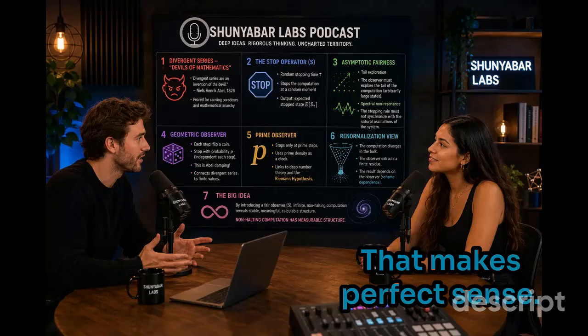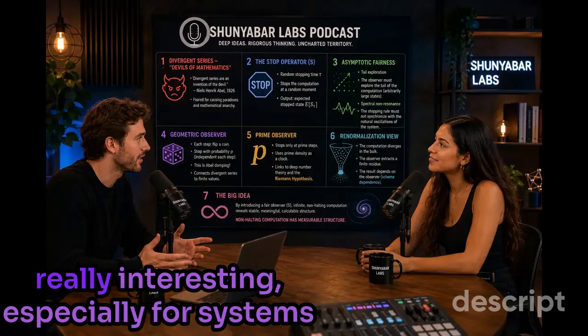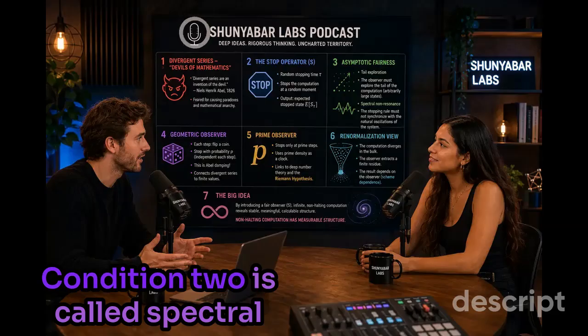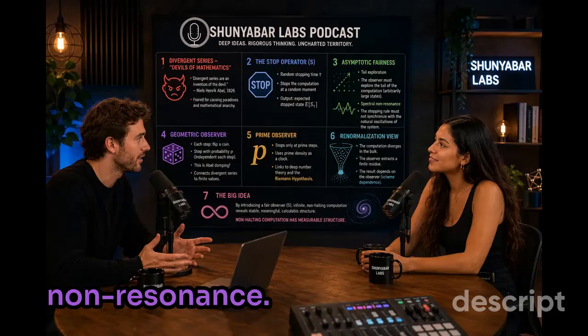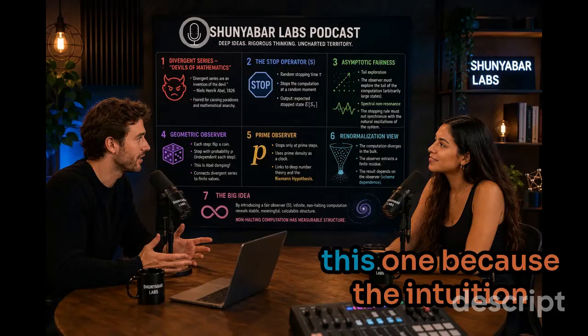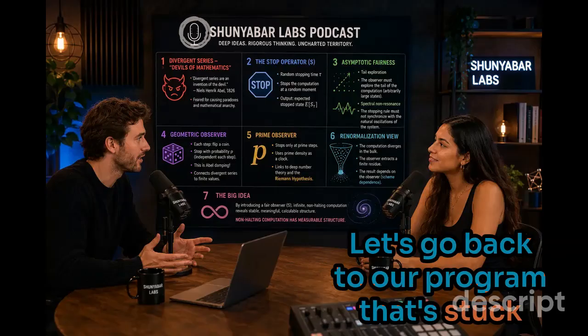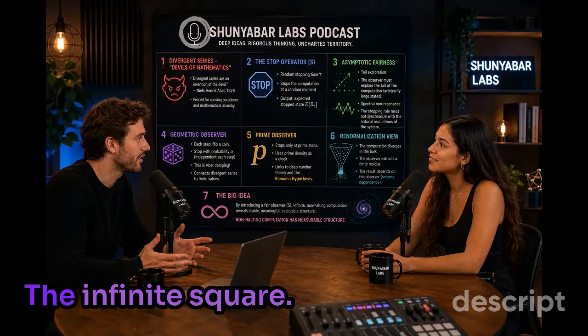That makes perfect sense. But condition 2 is where it gets really interesting, especially for systems that oscillate. Condition 2 is called spectral non-resonance. Oh, I spent so much time thinking about this one because the intuition behind it is so physical. Let's go back to our program that's stuck walking around a city block. The infinite square. Right.